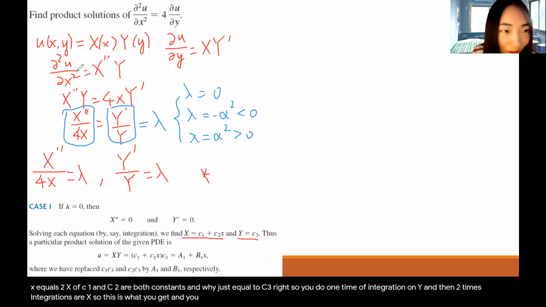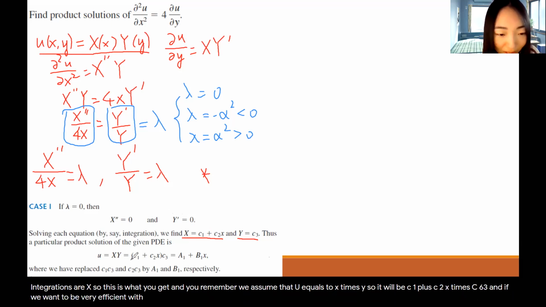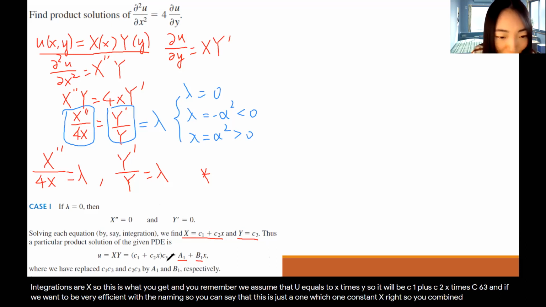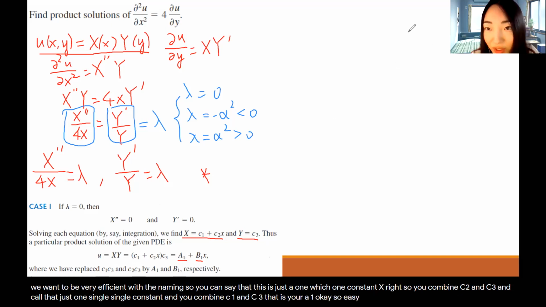And remember, we assume that u equals x times y. So it will be C1 plus C2x times C3. If you want to be very efficient with the naming, you can say this is just A1, one constant, plus another constant times x. So you combine C2 and C3 and call that a single constant, and you combine C1 and C3, that is your A1. Okay, easy enough for the first case.